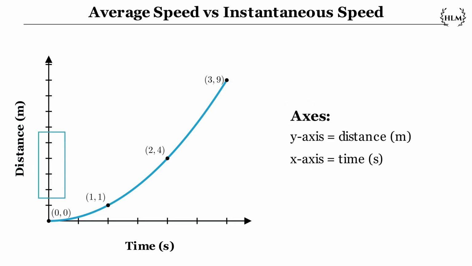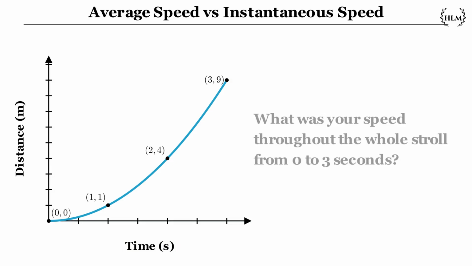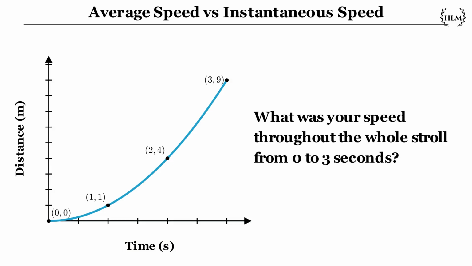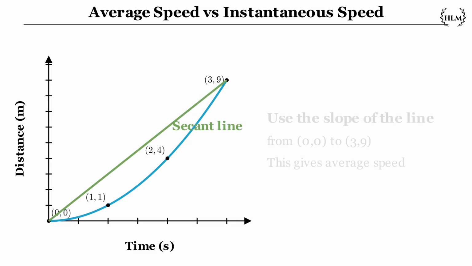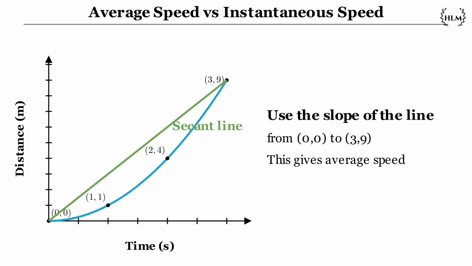And the y-axis here represents your distance in meters, and then the x-axis represents, let's say, seconds. So if someone were to ask you what your speed was throughout this whole stroll for 3 seconds, you can definitely find the speed. You just take the original point, (0, 0), and then take the point (3, 9), the final destination, and then you find the slope of the line that connects (0, 0) and (3, 9). That slope will give you your average speed from 0 to 3 seconds.